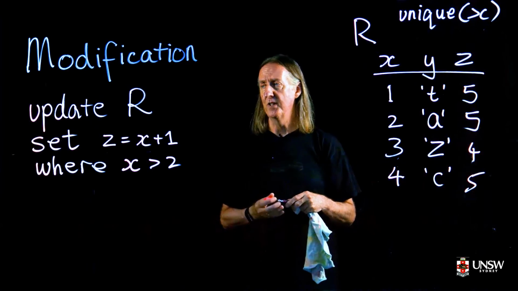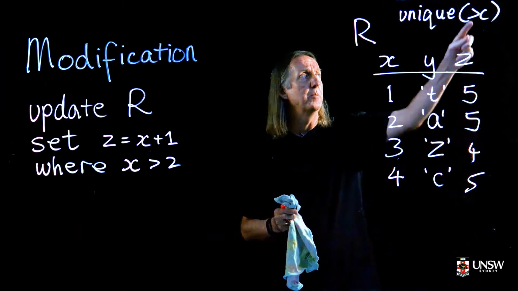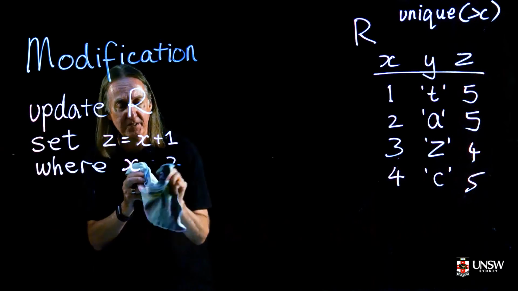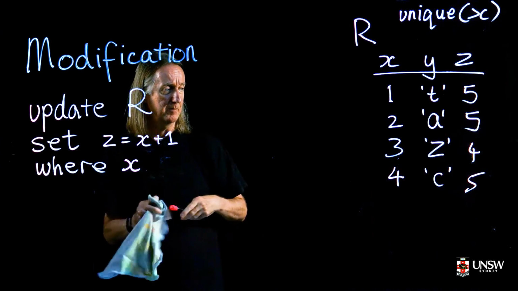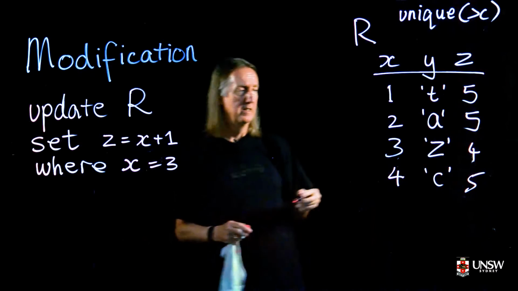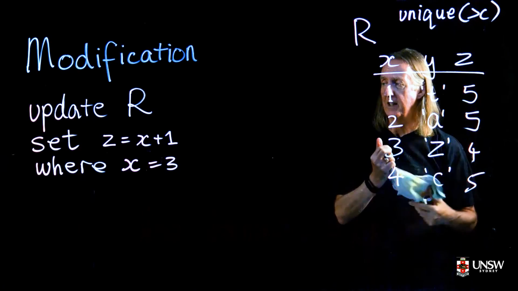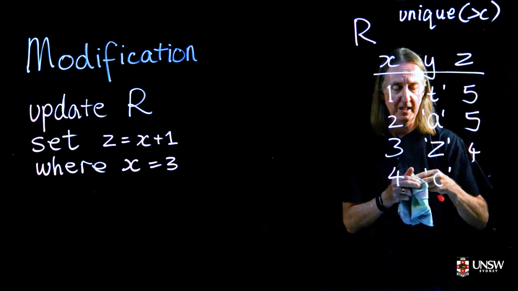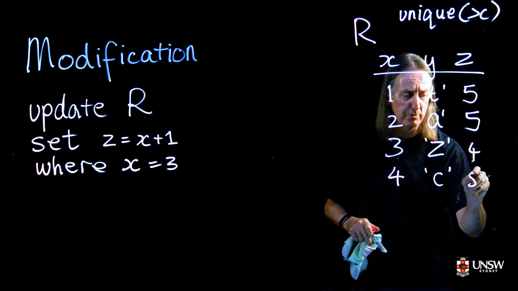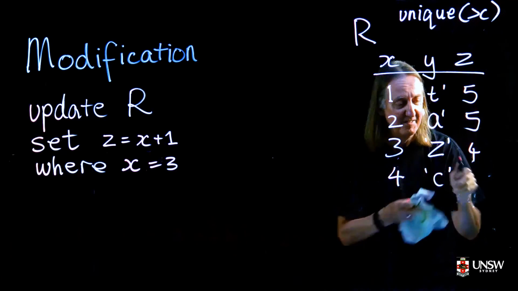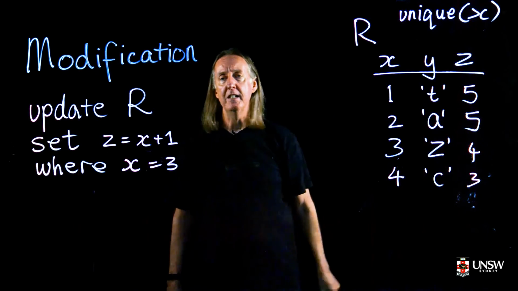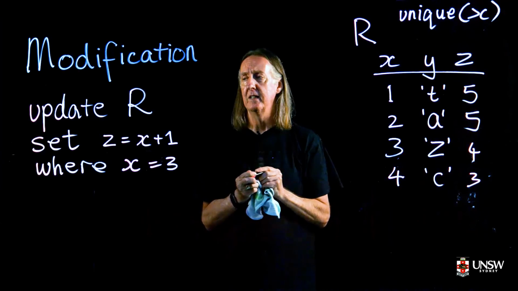A very common way to use update is to change the value of a single tuple based on the value of a unique attribute. So rather than saying x greater than 2, doing something like x equals 3. So in that case, if I ran that statement, then this wouldn't get updated because it doesn't have an x value that's equal to 3. But it does have a z value that's equal to 3. Okay, so that's the update statement for modifying data in tables.